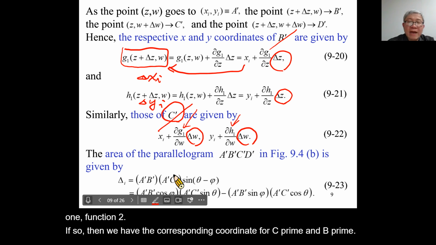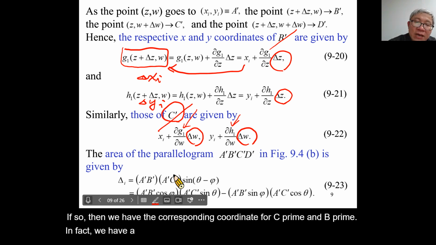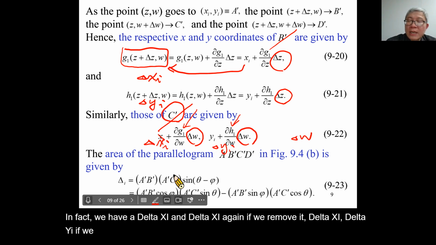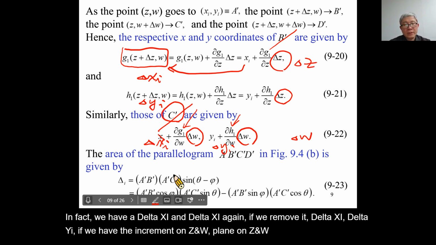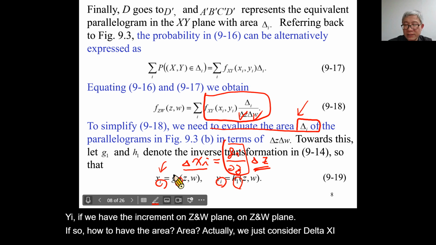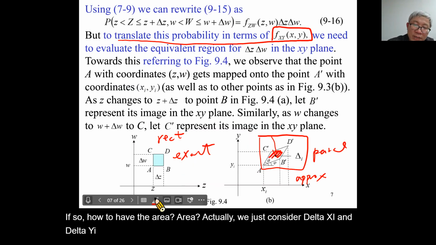In fact, we have delta xi and delta xi again. If we remove this delta xi, delta yi, we have the increment on the z and w plane. Well, so how do we get the area? For the area, we just consider delta xi and delta yi. So what does it look like? This one.